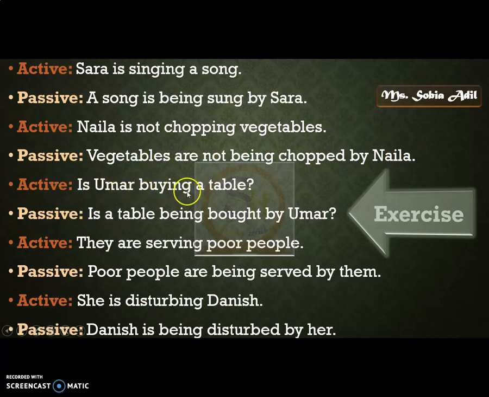Third one is Is Umar buying a table? Question mark. This one is an interrogative sentence. Passive is Is a table being bought by Umar? Question mark. The fourth one, active: They are serving poor people. Passive is poor people are being served by them. Last one, active: She is disturbing Danish. Passive is Danish is being disturbed by her. Now you can see her, them, these are actually the object pronouns.